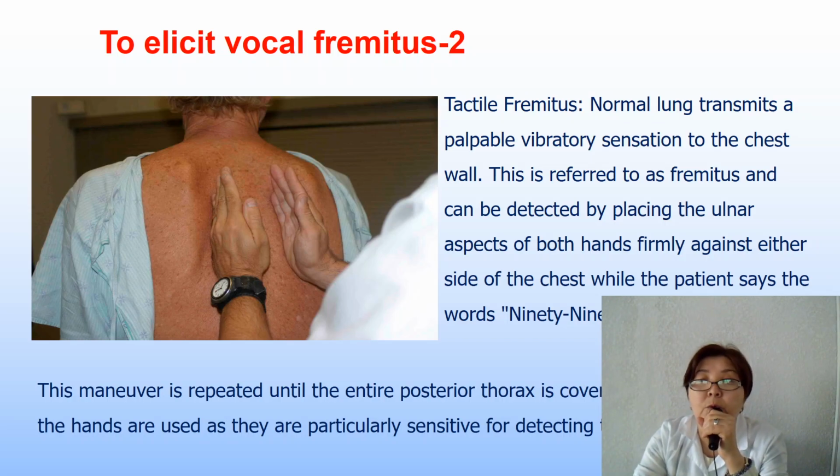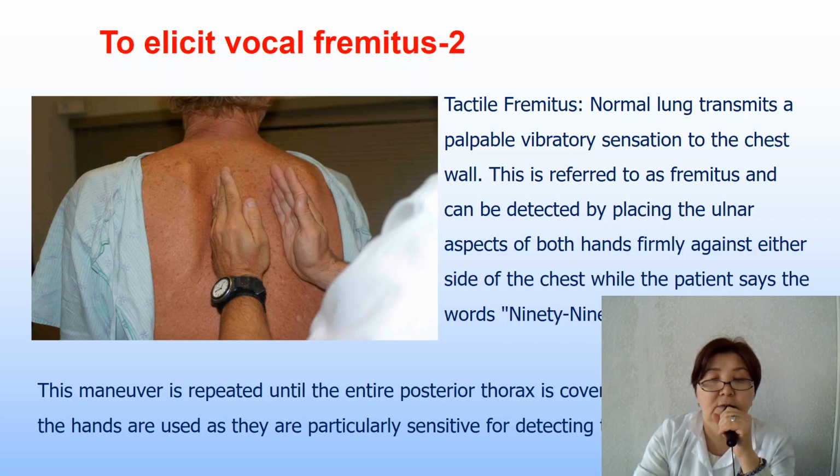Also, normal lung transmits a palpable vibratory sensation to the chest wall. This is referred to as fremitus and can be detected by placing the ulnar aspects of both hands firmly against either side of the chest while the patient says the words 99. This maneuver is repeated until the entire posterior thorax is covered. The bony aspects of the hands are used as they are particularly sensitive for detecting these vibrations.